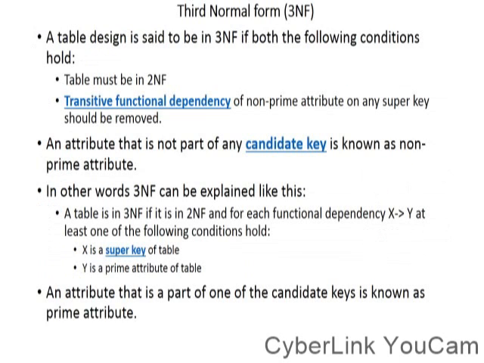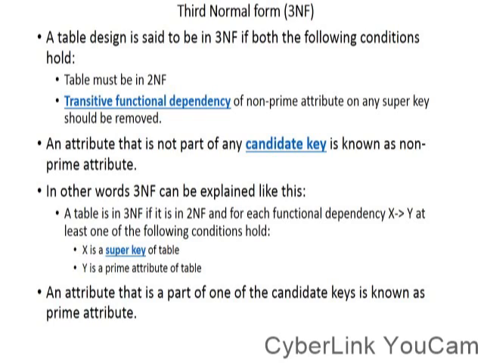Let's move to the third normal form now. As we know, for a table to be in second normal form, it must be in first normal form first. In the case of third normal form, a table design is said to be in third normal form if, obviously, first it is in second normal form, and the additional thing is transitive functional dependency. The transitive functional dependency of a non-prime attribute on any super key should be removed.